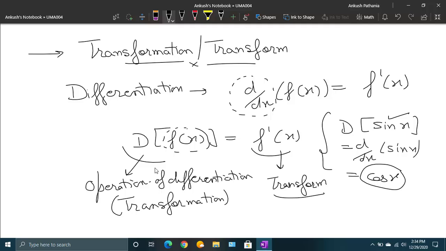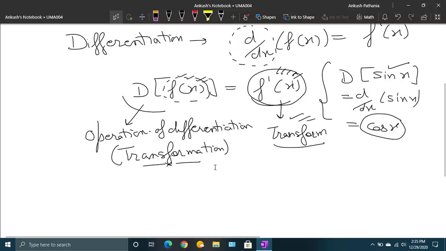So basically a transformation is an operation which, when applied to some function f(x), changes the given function into another function, that we call the transform. Differentiation is a transformation, because whenever you differentiate a function you get another function, the derivative, and that is your transform. Transformation is an operation, and transform is the resultant product that you get after applying that operation.